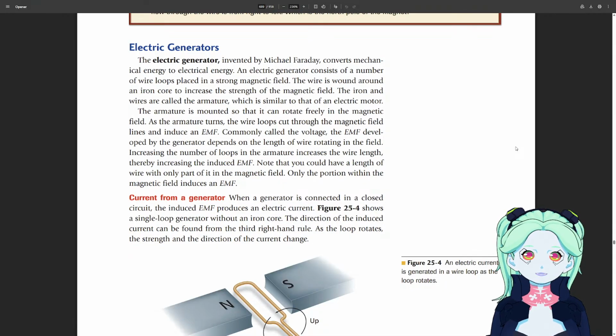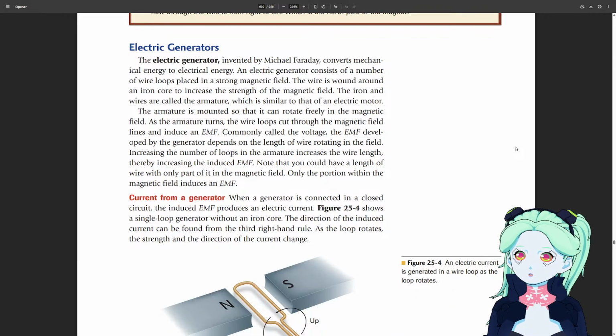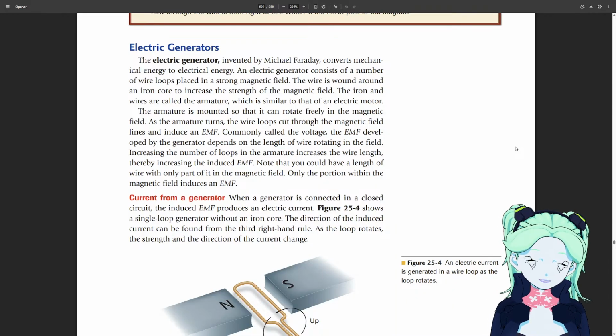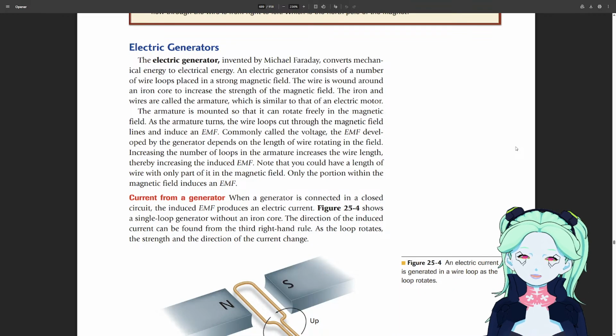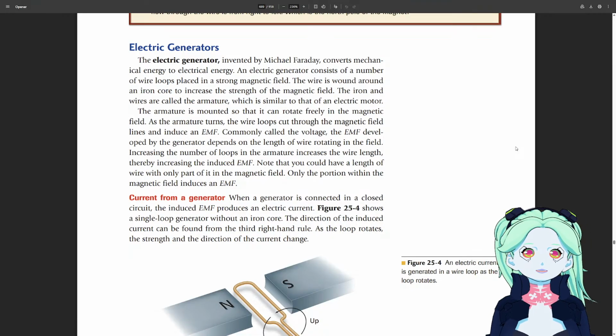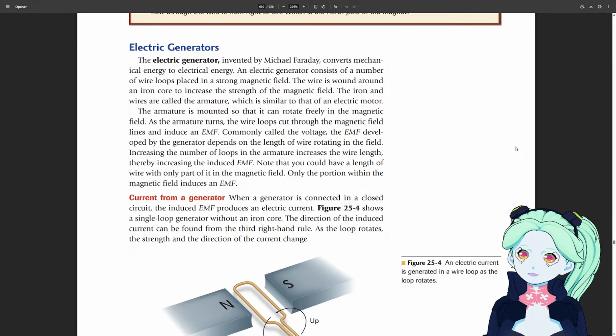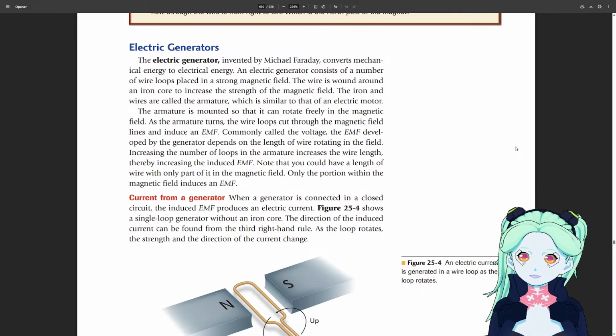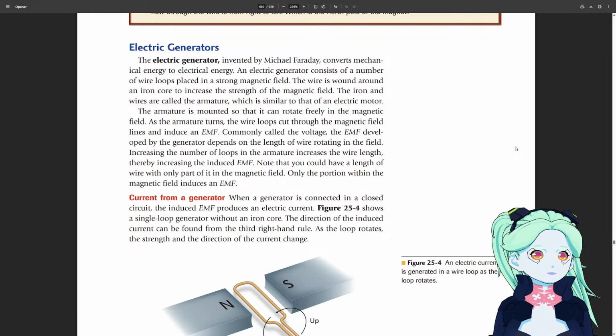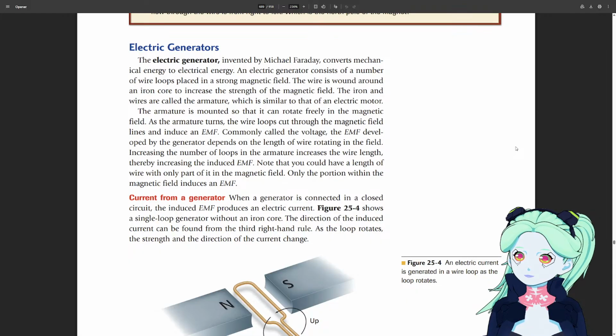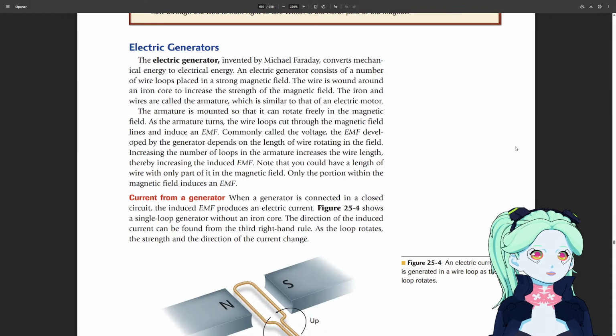As the armature turns, the wire loops cut through the magnetic field lines and induce an EMF, commonly called the voltage. The EMF developed by the generator depends on the length of wire rotating in the field. Increasing the number of loops in the armature increases the wire length, thereby increasing the induced EMF.